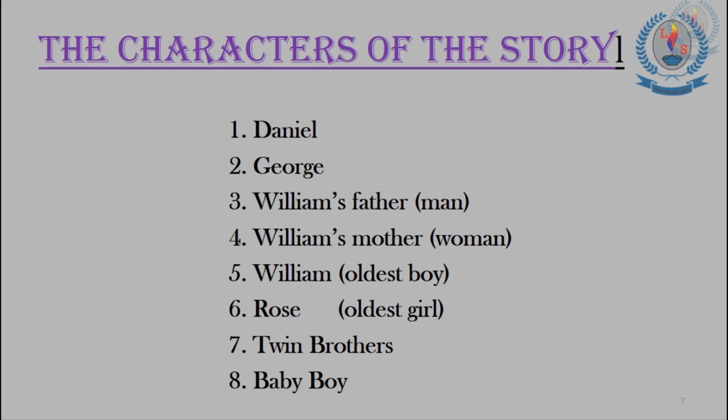I think most of you have read the story now. What were the characters that you found in the story? These are the major characters that you can find in the story. Daniel, George, William's father, William's mother, William, who is the oldest boy, Rose, who is the oldest girl, twin brothers, and baby boy. They are the main characters of the story.